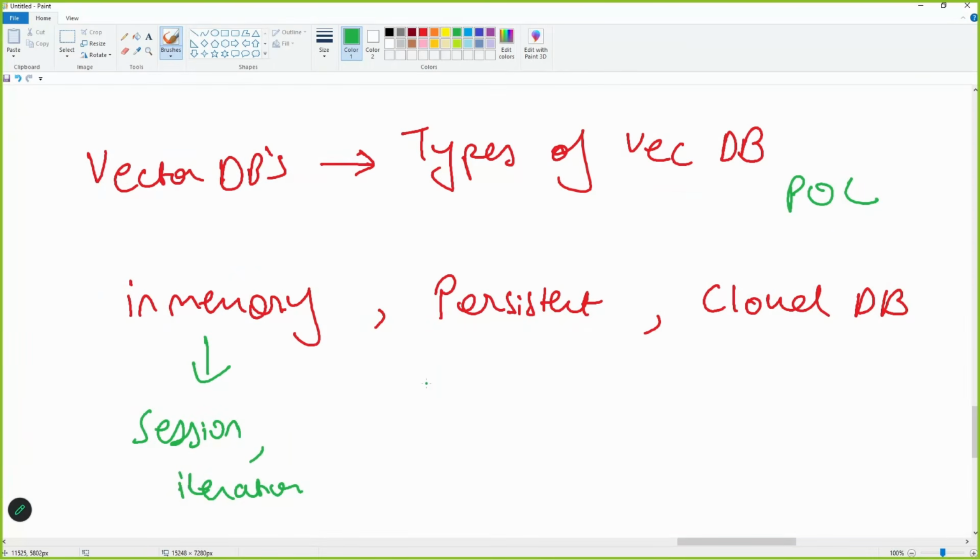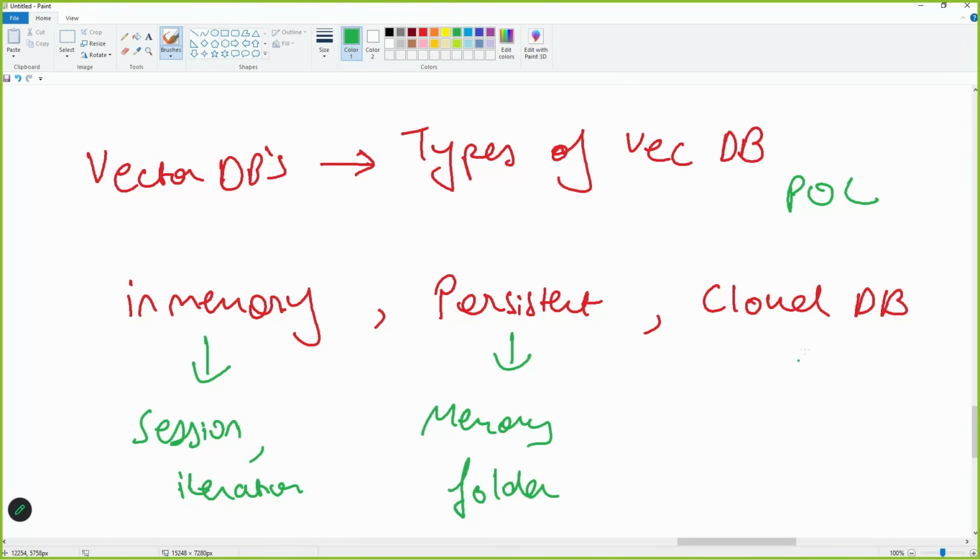So in memory, there is no particular storage required. Second one is persistent, which actually uses some memory in your computer, which means it will make a folder in your computer and store the vectors in your computer space, so that when you restart the computer, that data will already be loaded. You don't have to worry about it.